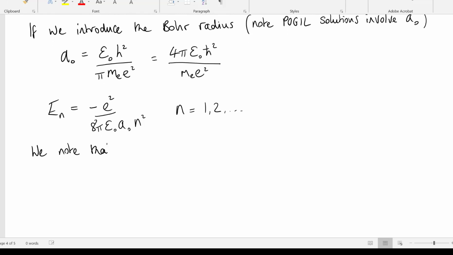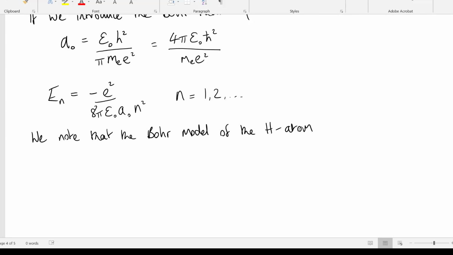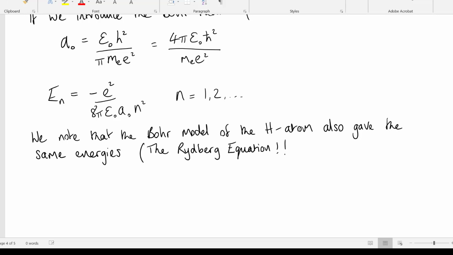We note that the Bohr model of the hydrogen atom, that was in chapter 1, also gave the same energies. And we also found these energies in the Rydberg equation. And that reminds us that this quantum mechanical treatment gives us the same result as was found in the empirical measurements from the early 1900s.